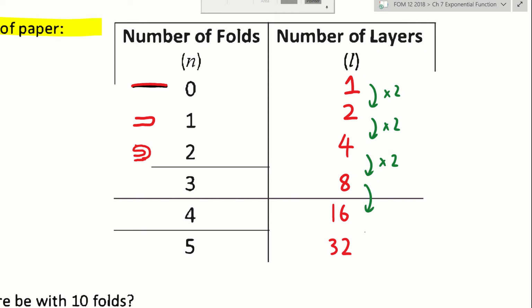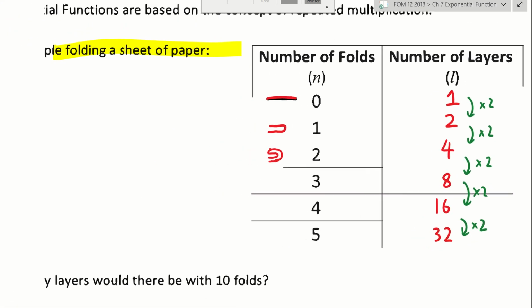That makes sense, right? You keep multiplying by 2, multiplying by 2. You're multiplying by 2 in each step in this case. So if you want to write down a function that represents this, let's say I ask you a bigger number: you start with one piece of paper, how many layers will you get if you fold it 20 times, 30 times? Now you could just keep multiplying and get to the answer, but that would take a long time, right?